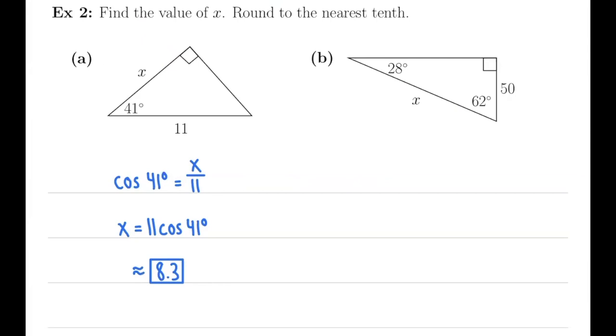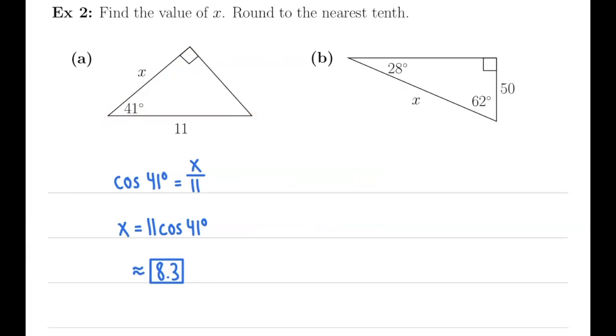At the end of every problem, it's a good idea to check if your answer is reasonable. The length of the hypotenuse is 11. That's the longest side. So we expect that our answer has to be less than 11, which it is. It's 8.3. So that makes sense. If you got like 13.4, then you know that you messed up because your answer should not exceed 11. Because, like I said, the longest side has a length of 11.